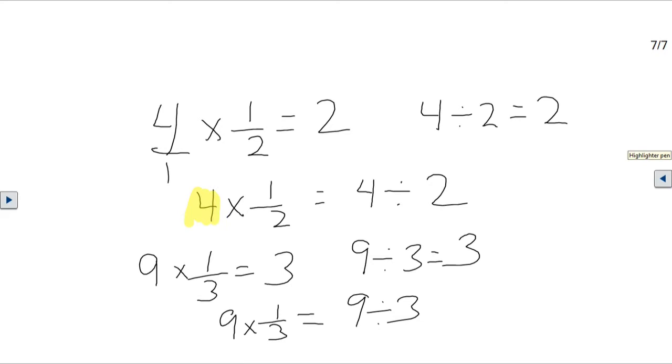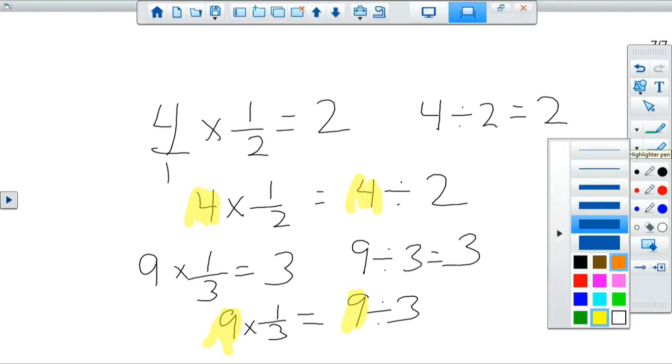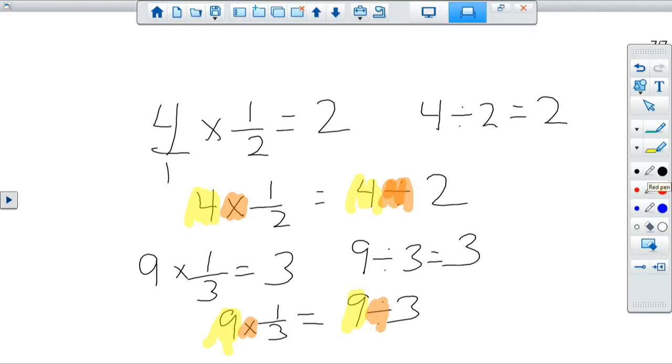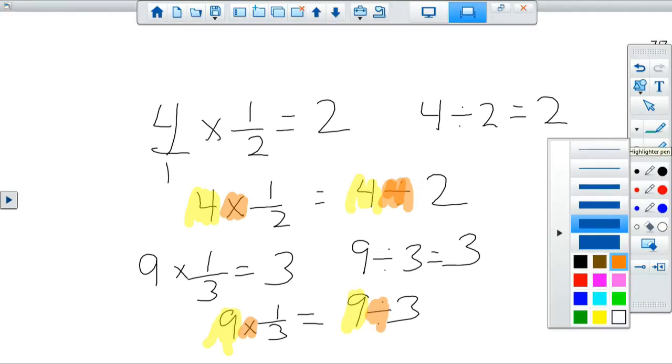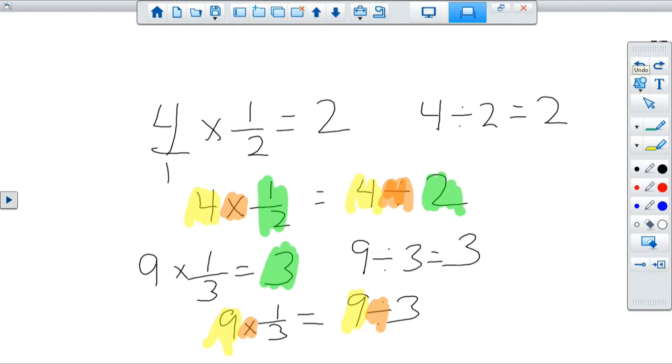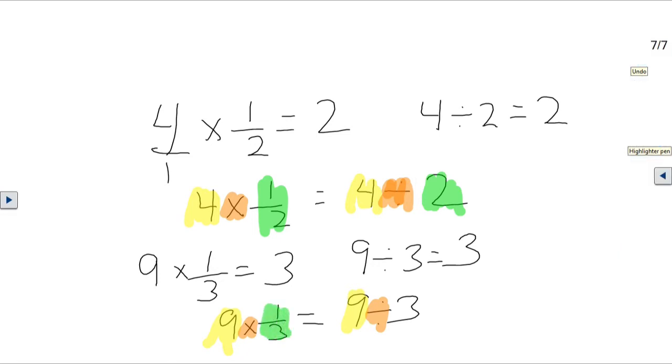So a couple things to note here. I've got a 4, I've got a 4. I've got a 9, I've got a 9. Those things don't change on both sides of the equations. What is changing? Well, we see that multiplication becomes division, and the same thing here. And then the most important relationship is that third number. 1/2 becomes 2. 1/3 becomes 3.